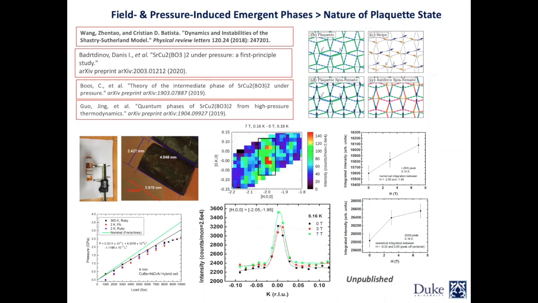So one of the scenarios out there was actually published earlier by Christian Batista's group, and they discovered that if you start to apply a magnetic field in a plaquette state, there may be a scenario where some sort of stripe ordering is happening. So this is what we did. We went to these Bragg reflections that correspond to this stripe ordering, and we started to look at them as a function of field. And actually what we discovered is quite interesting.